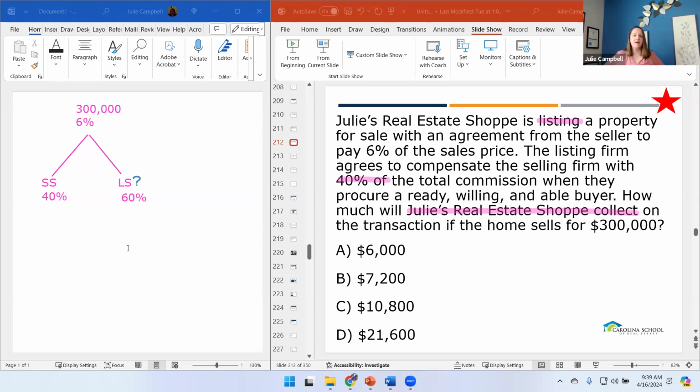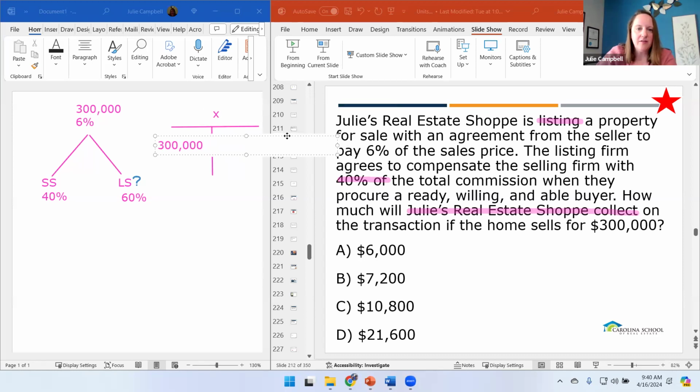That 60% is of, not the sales price, it's of what? It's of the total commission. Do I know the total commission? Not yet, but I need to find that first, right? So we're going to start, again, they're all different. That's what makes these so much fun. First thing we have to do is find the total commission. Rate or percent always goes here. Commission is smaller than the sales price.